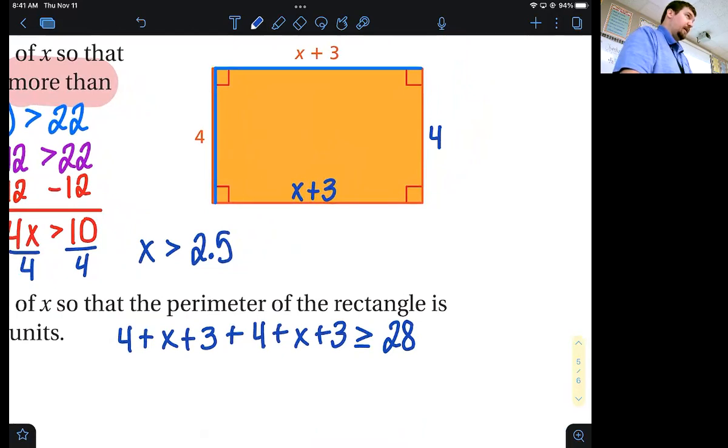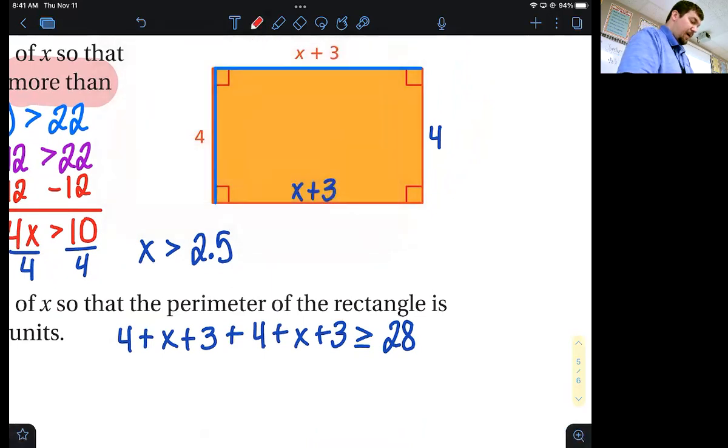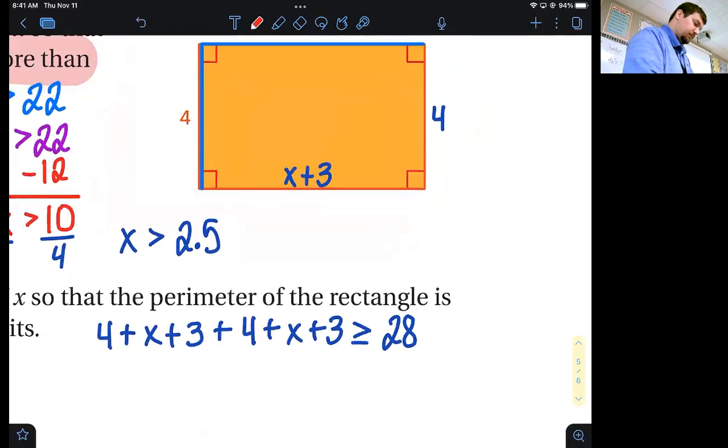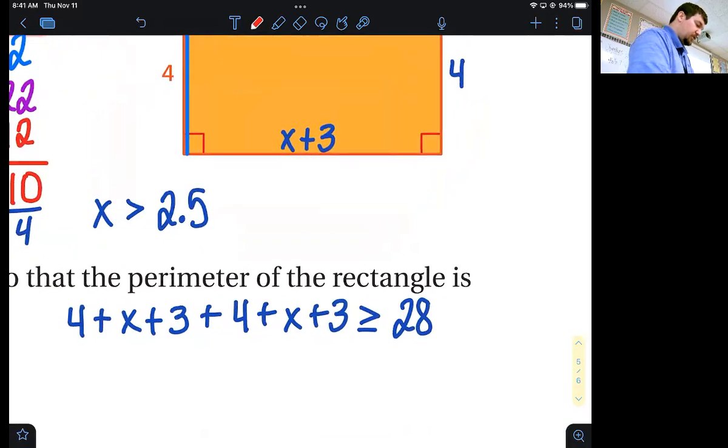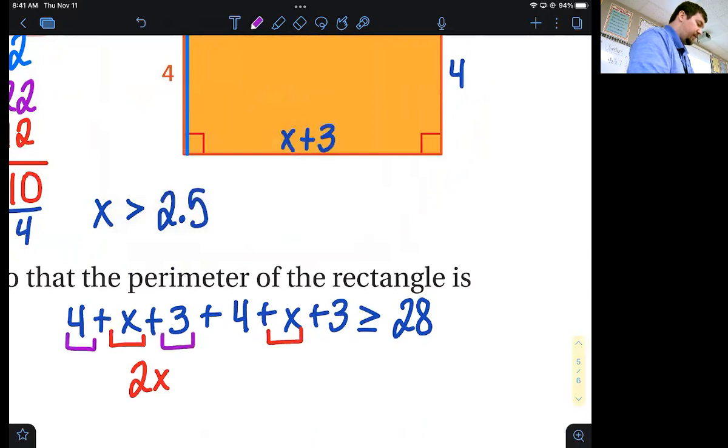Now that's a lot of numbers on the left side. Unfortunately, I can combine those terms. Let's start with the x terms. Rayleigh, how many x terms are there? Okay, so what's 1x and 1x make? 2x, good. And then Ashlyn, our constant terms are 4 and 3, which makes 7. And there's another 4 and a 3, which makes another 7. So what's 7 and 7 make? 14. So all of this just simplifies to 2x plus 14 is greater than or equal to 28.